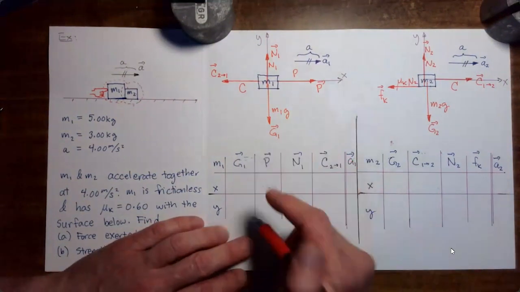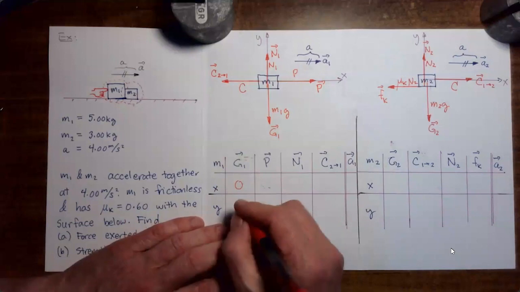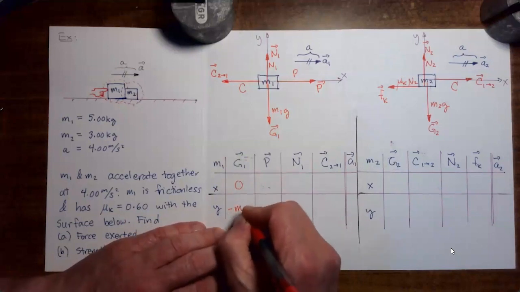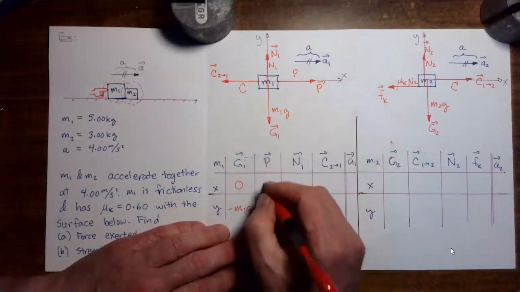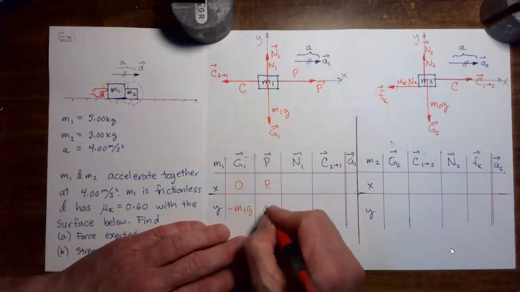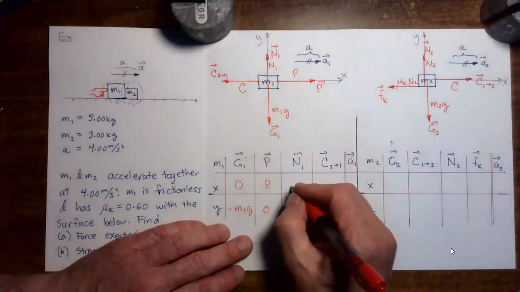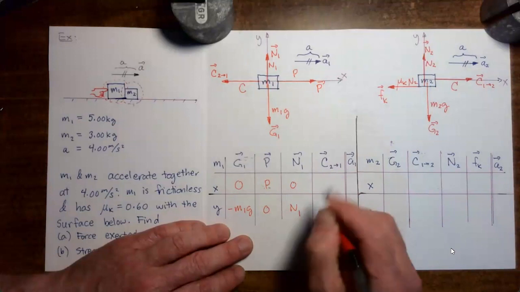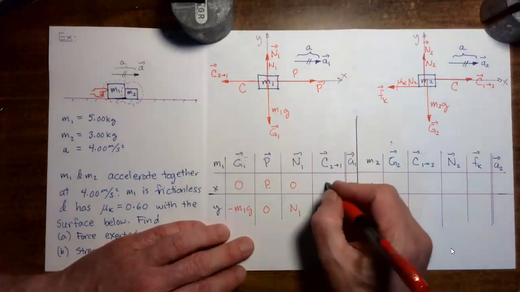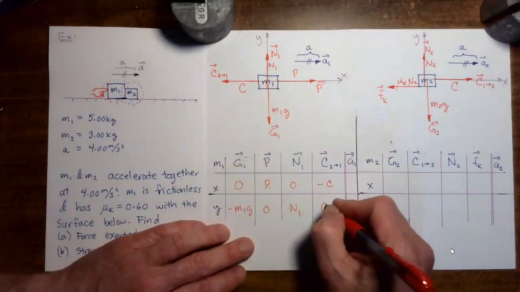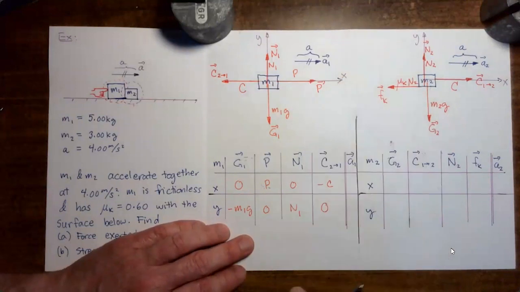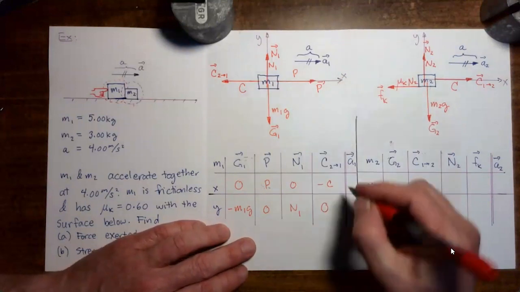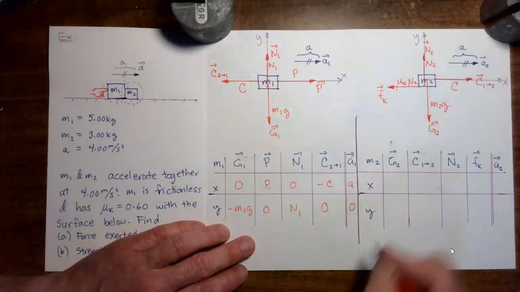So we have gravitational force 1, x component 0, y component minus m1g. Push force x component P, y component 0. Normal force 1, we have 0 and N1. Contact force 2 on 1, minus C, 0. Okay, acceleration vector pointing in the plus x direction. So x component is A, y component is 0.